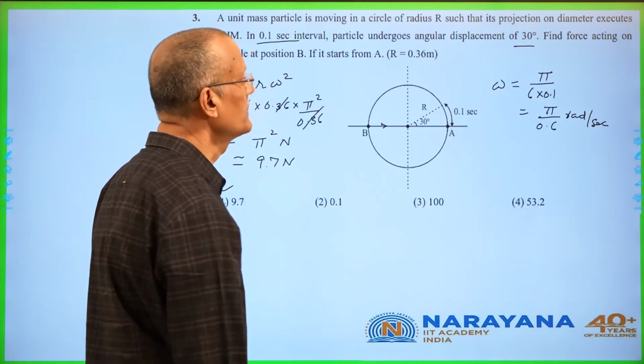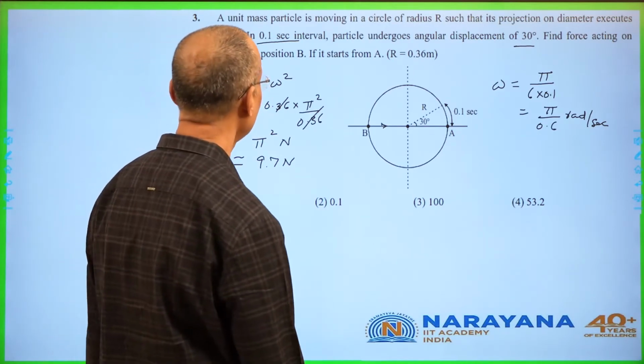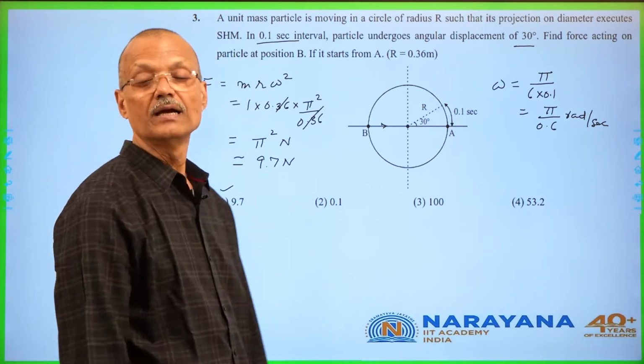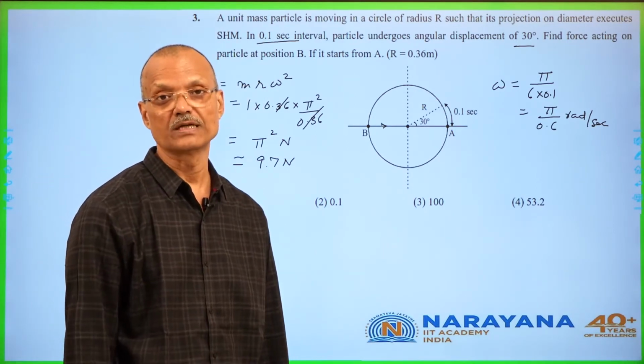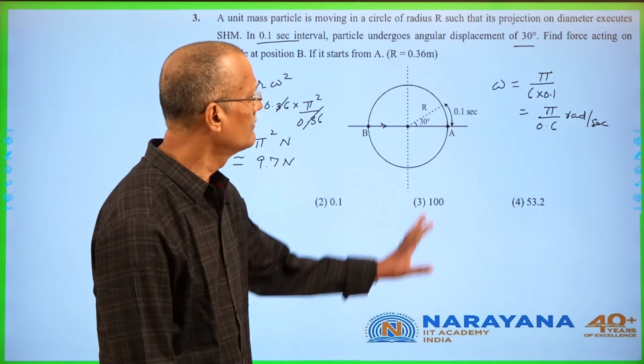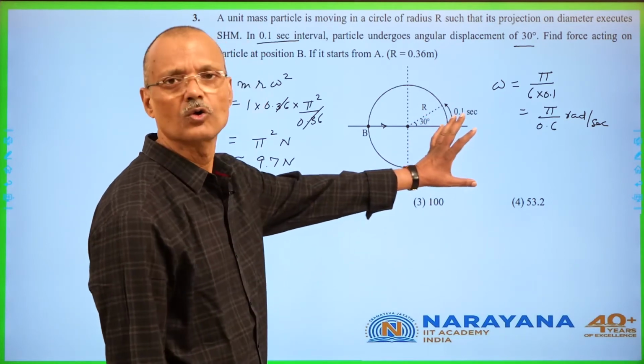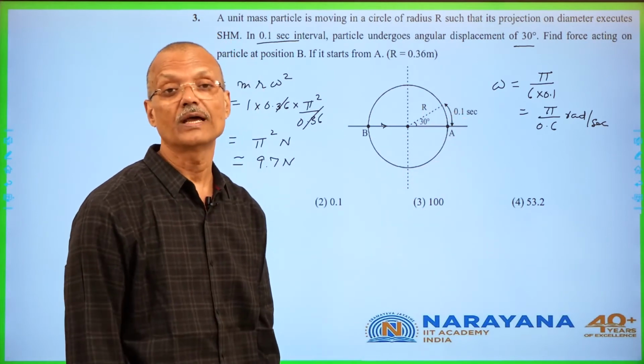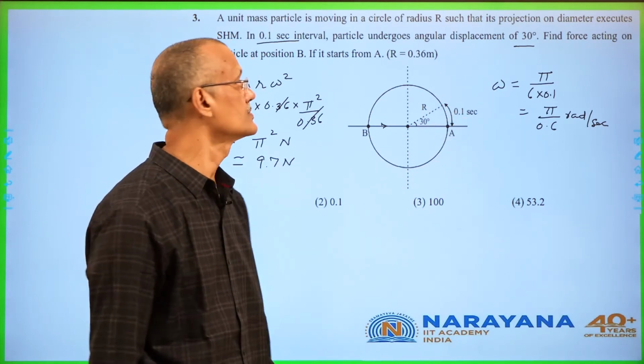Undoubtedly, they must mention the unit. They have not mentioned it. It will be in Newton. The answer will be 9.7 Newton. Did you understand it? Very simple. You have got omega, and after finding omega, you have used F equal to m r omega squared.